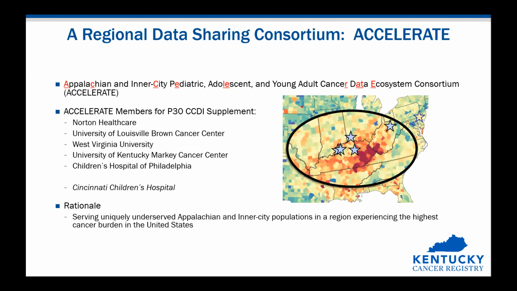Our acronym is Accelerate, and that comes from the Appalachian and Inner City Pediatric and Adolescent and Young Adult Cancer Data Ecosystem Consortium. So clearly that was a stretch to get the Accelerate acronym for that group. But basically, we're making an effort to pull together a number of facilities with whom we were already collaborating and expanding that to some additional facilities. So a number of facilities in and around Kentucky and also West Virginia.